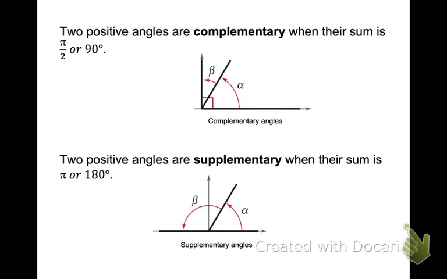Complementary, supplementary, review from geometry. Complementary angles add up to what? 90. Supplementary add up to 180. Do you need to remember that? Probably. Pictures help.